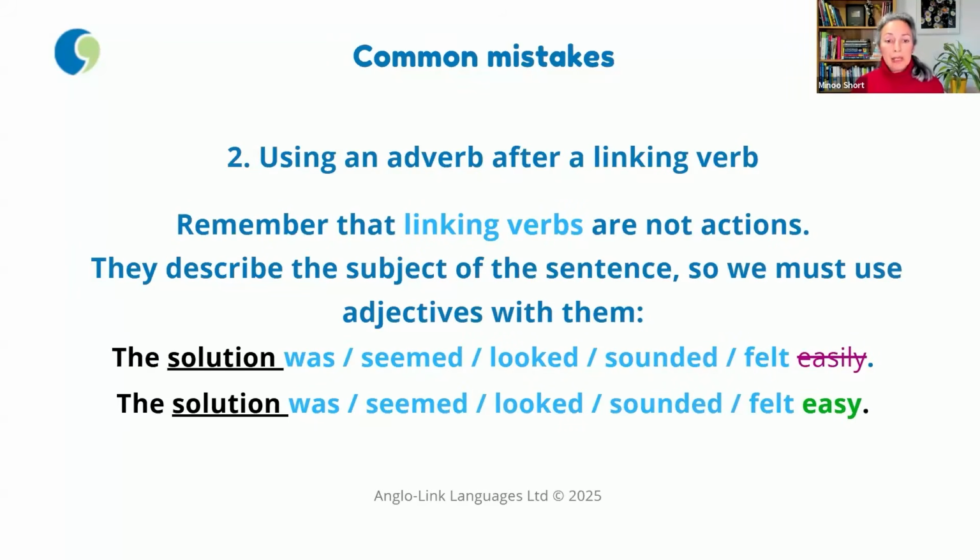So examples of linking verbs you can see in the sentence. The solution was, seemed, looked, sounded, felt. And now we see these verbs and we think, oh, okay, adverb, easily. No, we are describing the solution. Therefore, the last word should be an adjective. The solution was, seemed, looked, sounded, or felt easy.